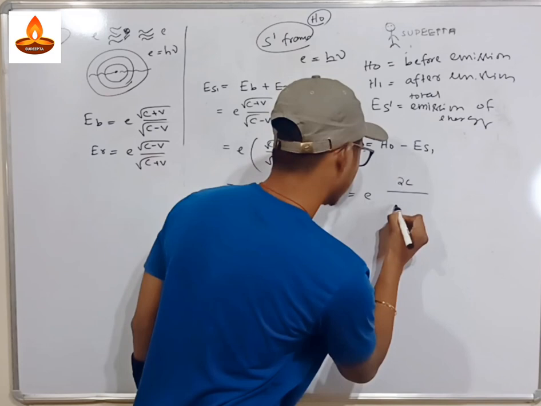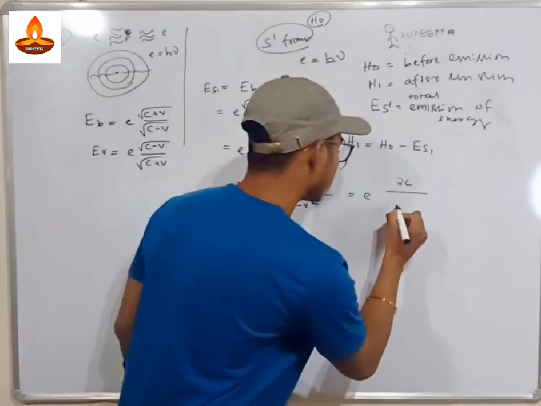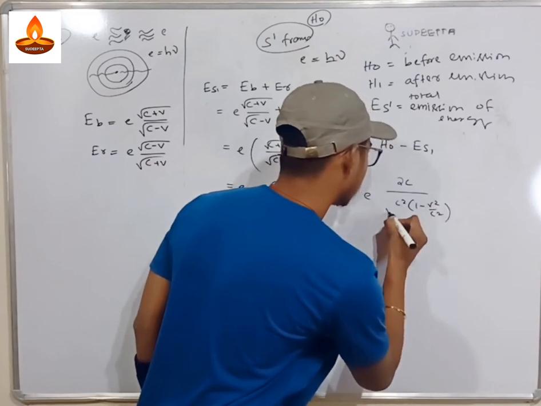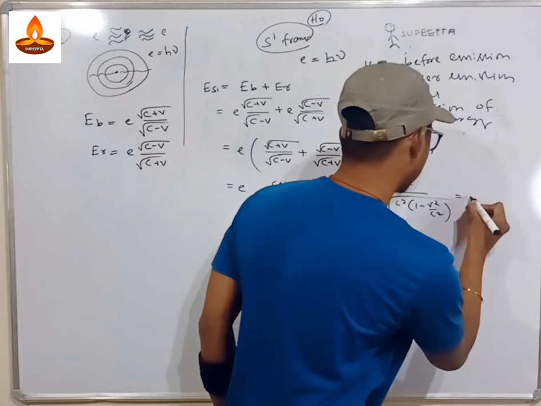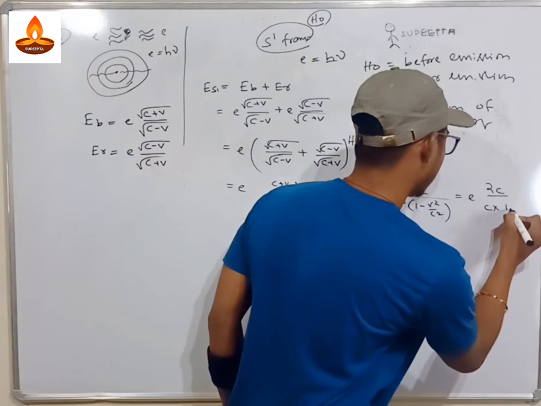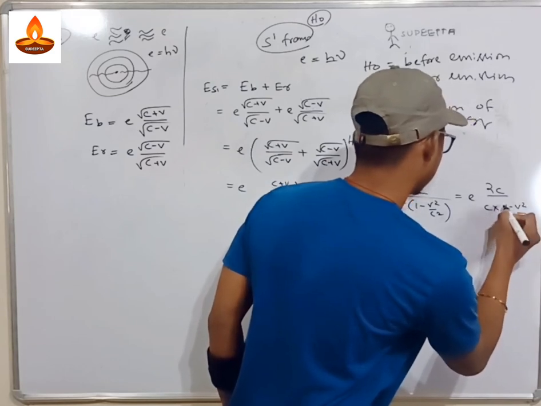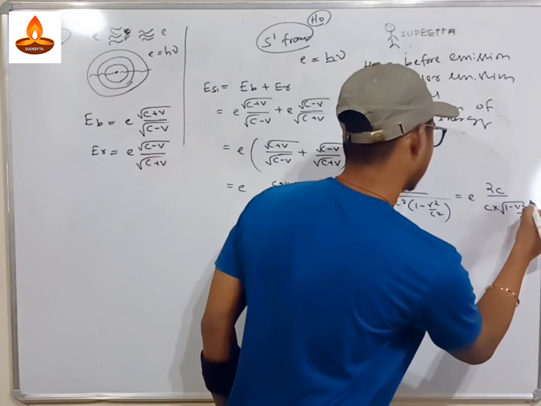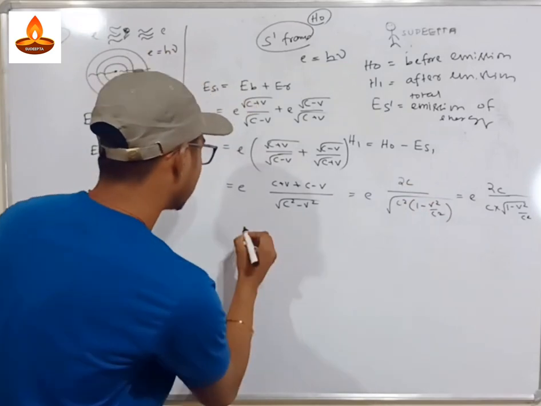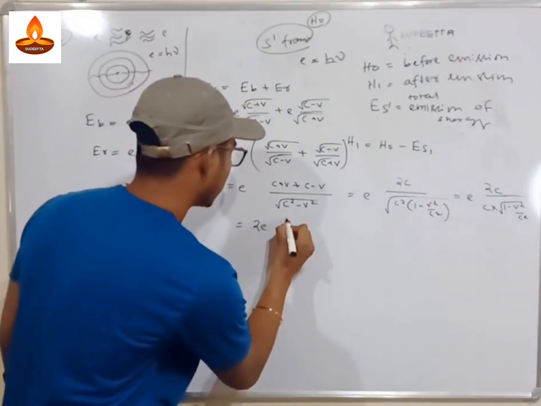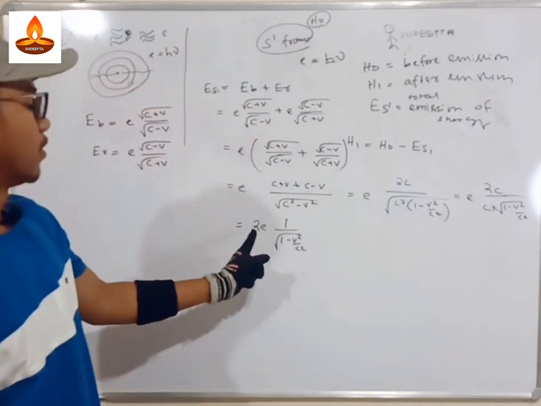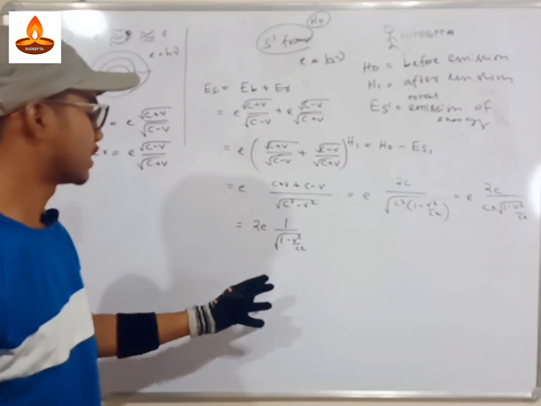If we take common c square, what will it reduce to? That is root of c square times (1 minus v square upon c square). What will happen in the next step? Small e times 2c divided by c times root of (1 minus v square upon c square). The c and c will be cancelled out. What will remain is 2e times 1 upon root of (1 minus v square upon c square).